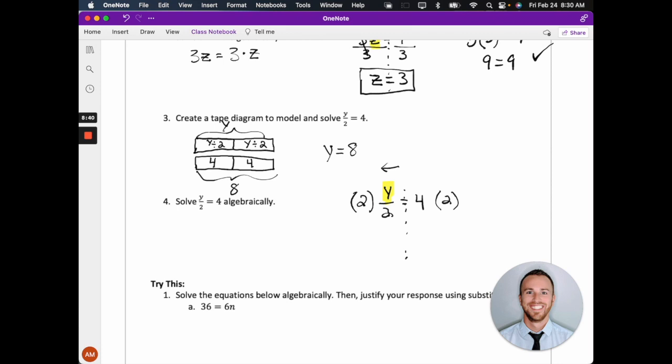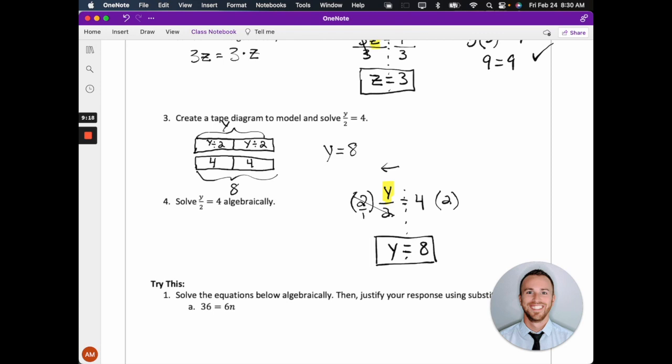When I'm multiplying by 2 here, 2 is the same thing as 2 over 1, right? You're not really going to have to do this each time, but when we're multiplying by 2, what we're really going to get is 2 divided by 2, which just cancels out, and I'm left with just y on the left side of the equation. And on the right side, I'm doing 4 times 2, which gives me 8. So I get that y equals 8, which is the same thing I got when I solved it with a tape diagram.